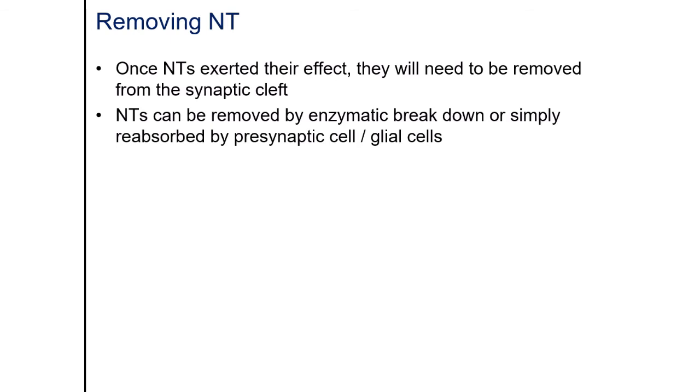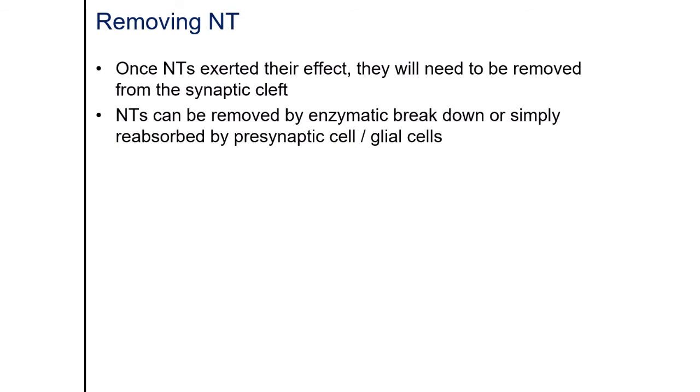Okay, and so we can remove the neurotransmitters in one of two ways. They can be broken down enzymatically. Sometimes the receptor that they bind to has a built-in enzymatic function, and so after it binds, it would break it down almost immediately. Other times, we have glial cells in the surrounding area that will secrete enzyme to break them down.